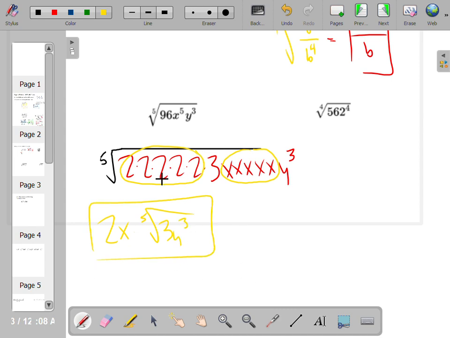2x to the 5th times the 5th root of 3y cubed. Last one, this one's kind of easy because you see it's a 4th power and it's a 4th root. That means what's going to survive here is the radicand. 562 is the answer. They're inverses, so they cancel each other out. So that's A1.